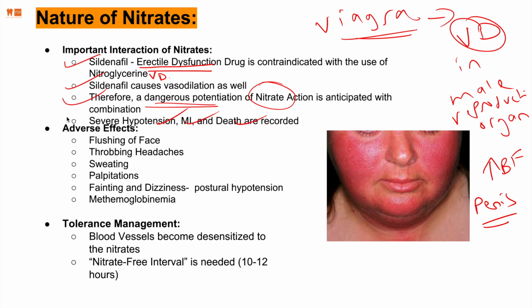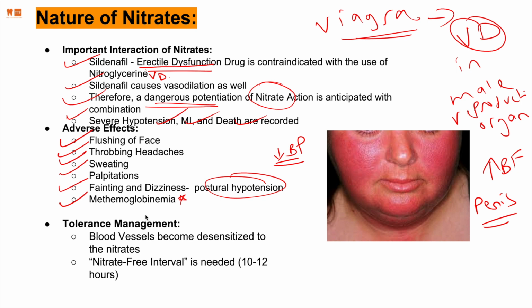These are recorded statistics. And what are the adverse effects of nitrates? Some of them I bet you can name already. Flushing of the face, throbbing headache, sweating and palpitation, fainting and dizziness due to postural hypotension, right? Reduction in blood pressure we talked about because of nitrates, and a little bit of methemoglobinemia. And then of course if cyanide poisoning occurs, this becomes an actual benefit rather than a side effect.